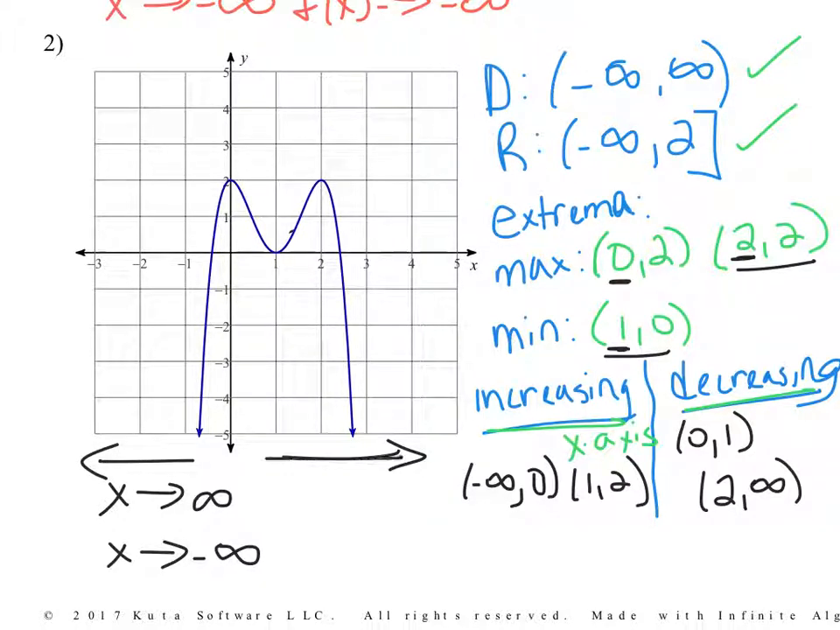So when x is going this way, what's happening to the graph? Well, the end behavior is it's going down. And also when x is going to negative infinity, this way, the graph is going down.